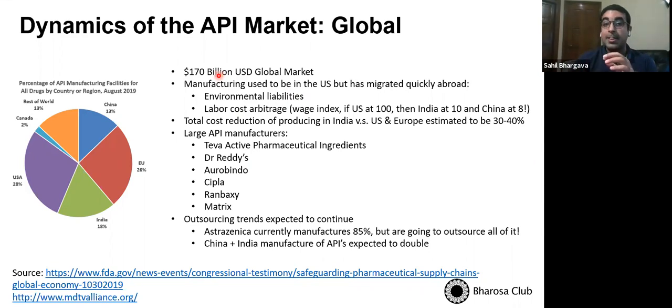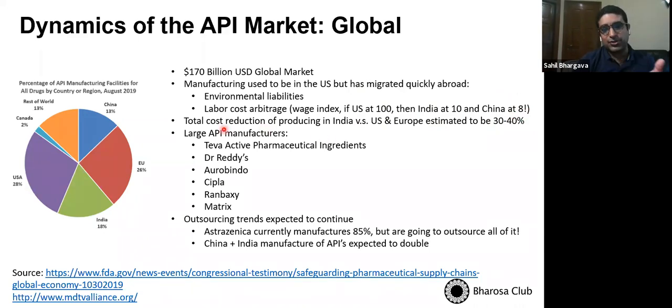So that's one reason. But the more important reason, as we hypothesized in part one, is there is a huge labor cost arbitrage. The cost of labor, if we peg that at 100 in the US, that same cost of labor for producing APIs would be 10 in India and 8 in China. So it's a massively cheaper proposition to produce APIs when you have that kind of labor cost differentials. That's why you're seeing China and India gain share in API manufacturing.